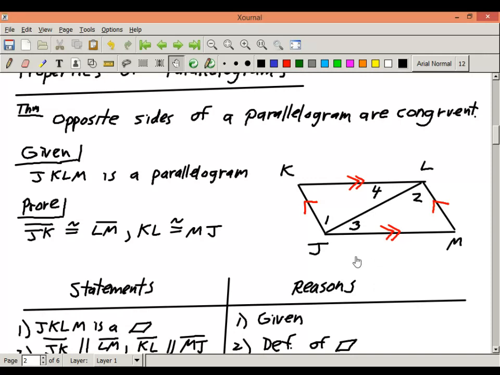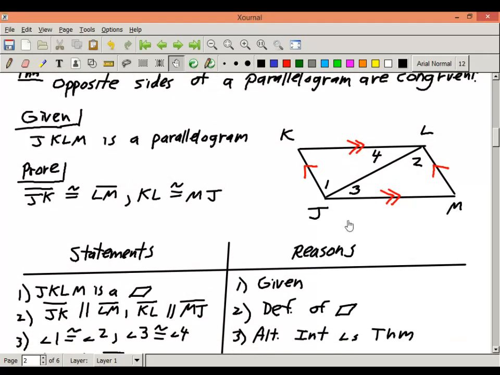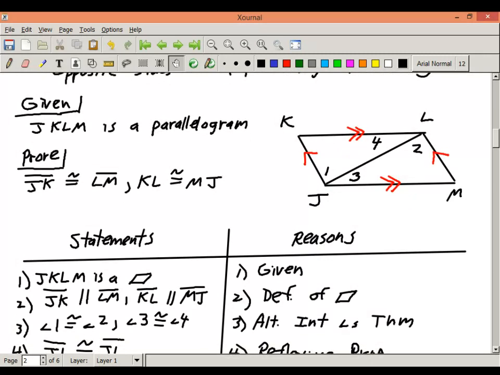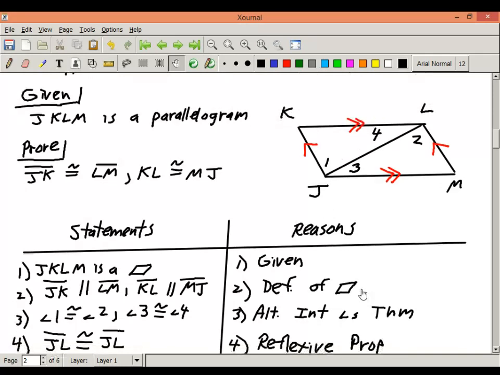So we already know from the given, this is statement one, so we're back to two-column proofs here. We're given that JKLM is a parallelogram. That's going to be the symbol for a parallelogram. It's kind of nice, it's shorter to write. So the reason for that is given. We know then that JK and LM, the left and right sides, are parallel. That's your statement number two, as well as segment KL and MJ. They're parallel simply because that's what a parallelogram is. So definition of a parallelogram.